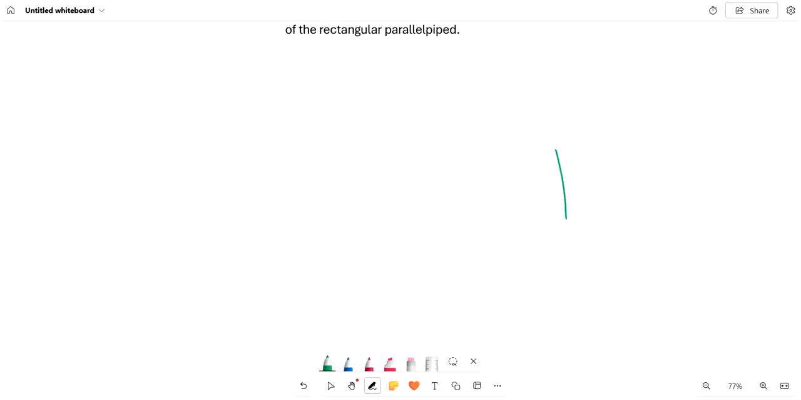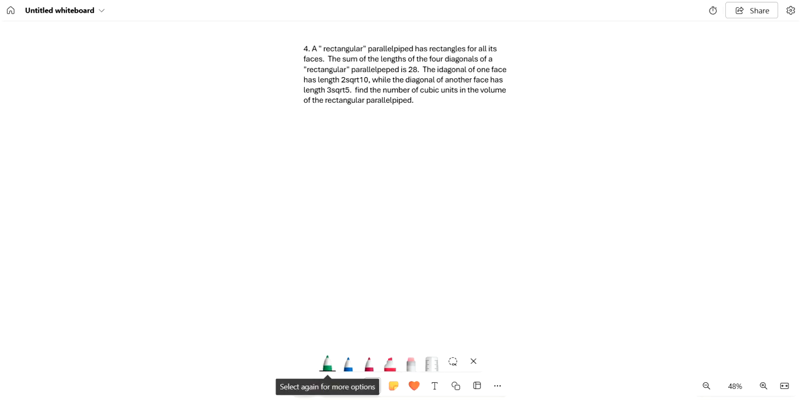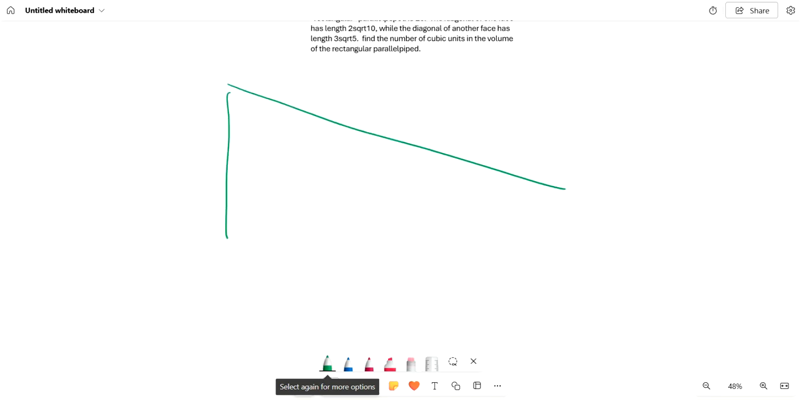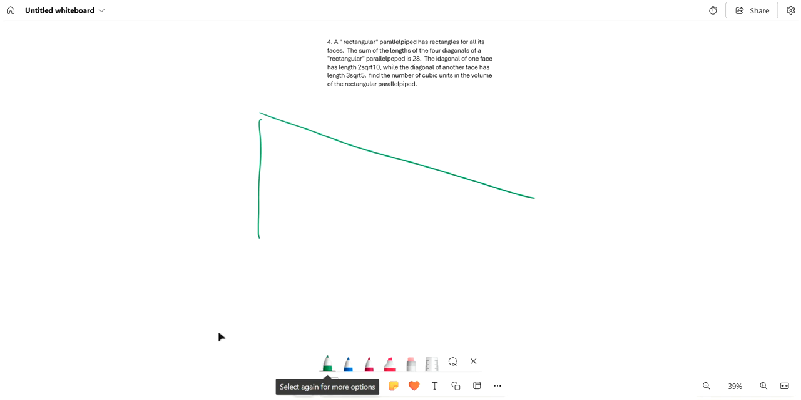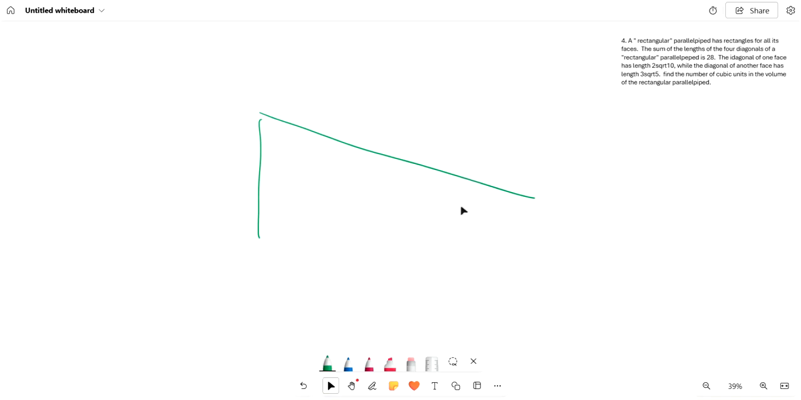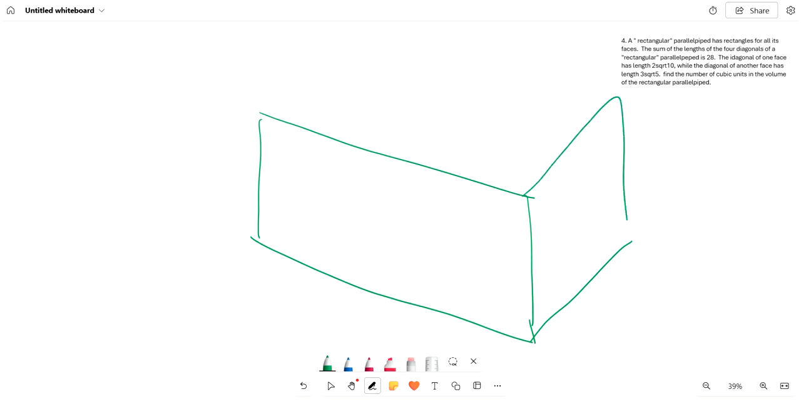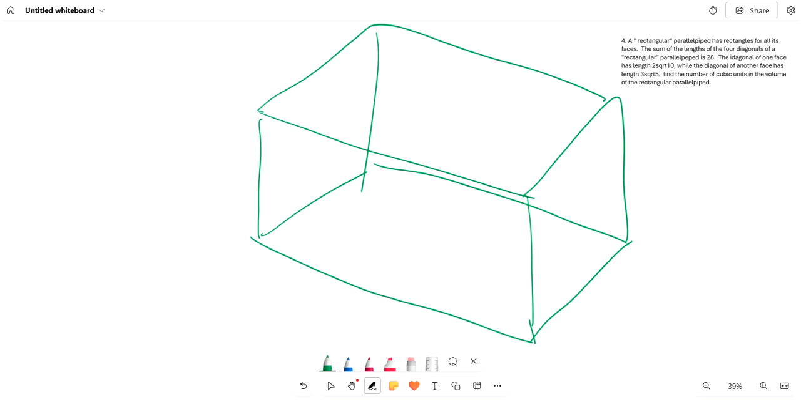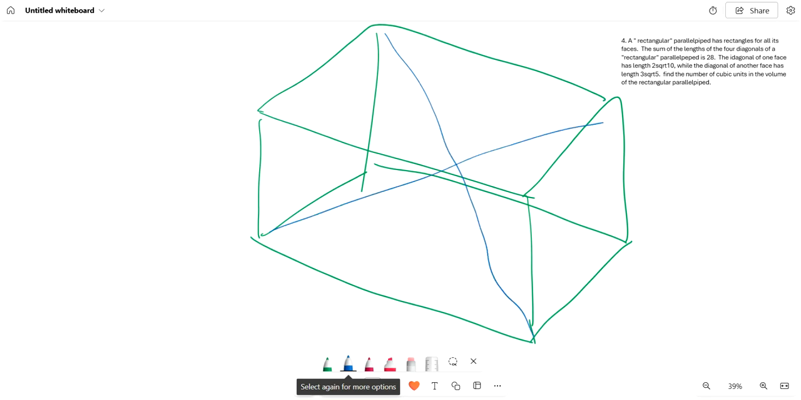So let's draw a really big diagram here. So we have a rectangular prism, which is just a parallelepiped. And the sum of four diagonals is 28. So we have 1, 2, 3, and 4. If you just draw them out, you can just see it.